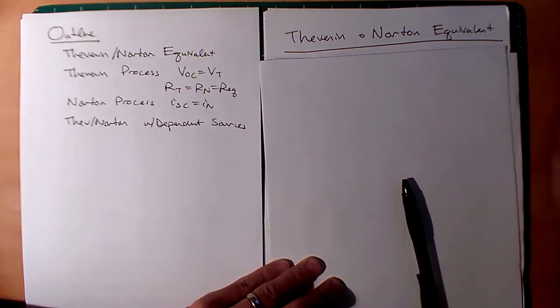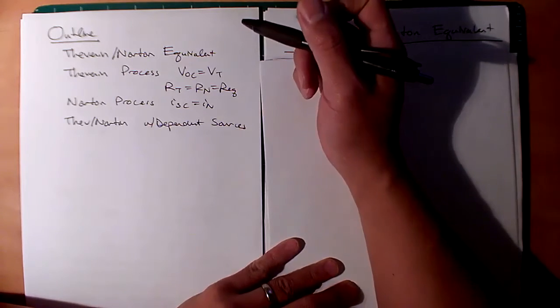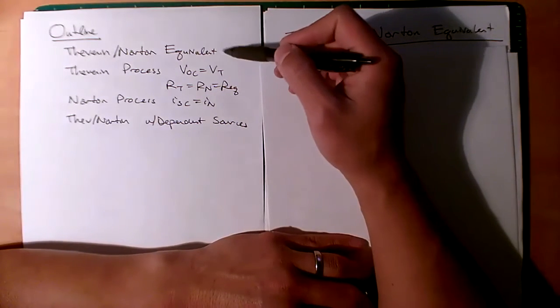Hi, this is lecture 6 of ET250. Today what we're going to cover is this concept called the Thevenin and Norton equivalent.